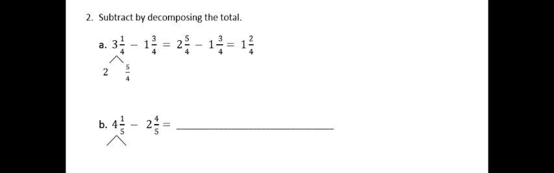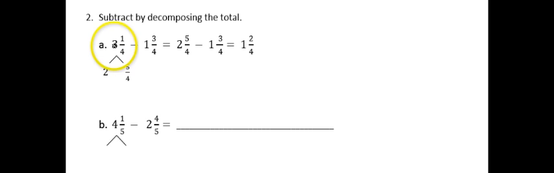The next section is a review of the strategy from Lesson 32, where we use number bonds to help us decompose our mixed numerals so we can do the subtraction. The only difference is now we're subtracting whole numbers along with our fractions. My first problem is 3 1/4 minus 1 3/4. Well, if we want to start by subtracting our fractions, we need to decompose this first number, because right now I'm trying to subtract 3/4 from 1/4 and I don't have enough fourths there.